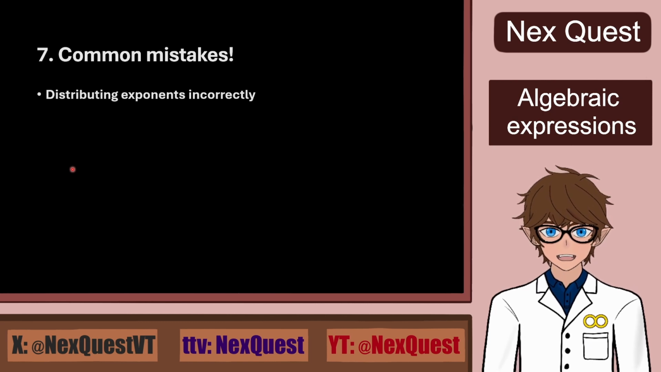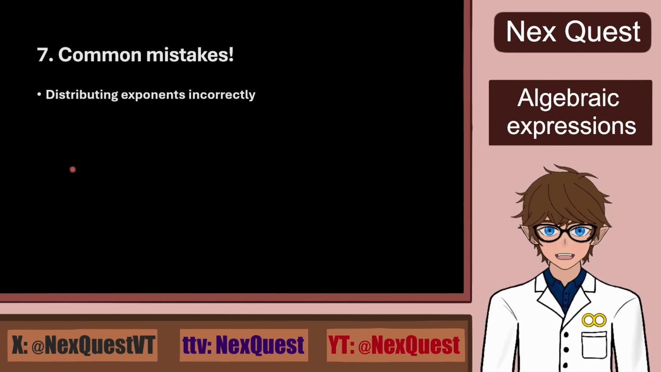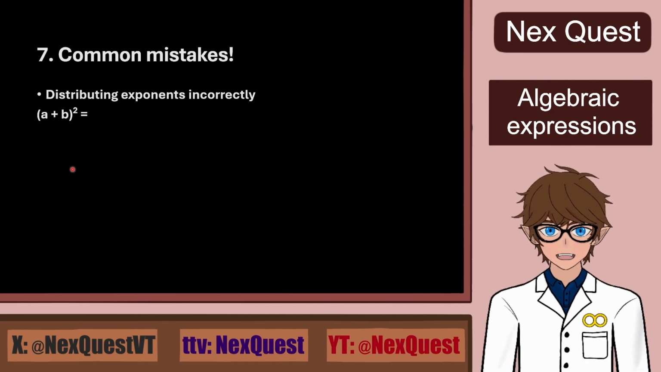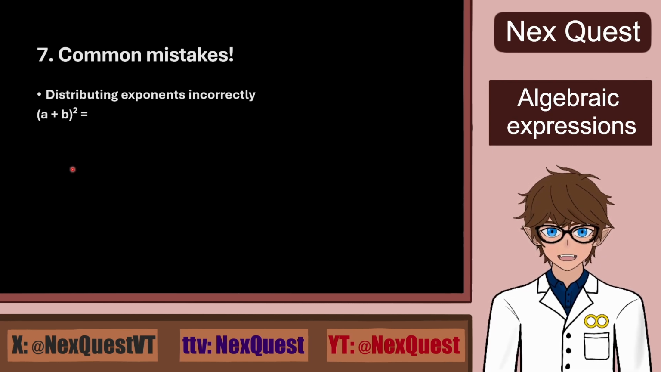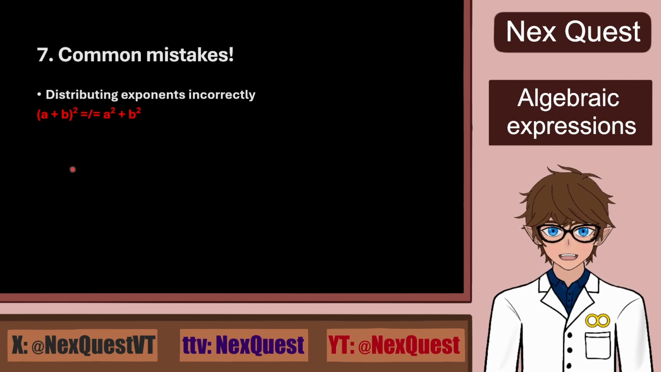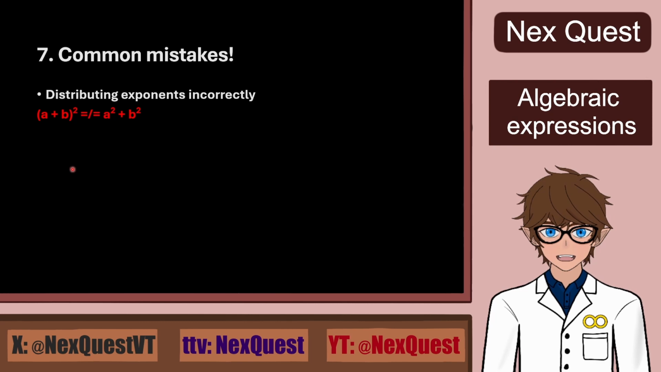The first common mistake, and one of the biggest ones that people make, is distributing exponents incorrectly. So, we all know this lovely expression, a plus b squared. It does not, in any of the universes, equal a squared plus b squared. If it did, mathematics would be a very different branch from what it is today. How different, we can't tell, but we do know that this is not how this reality works.